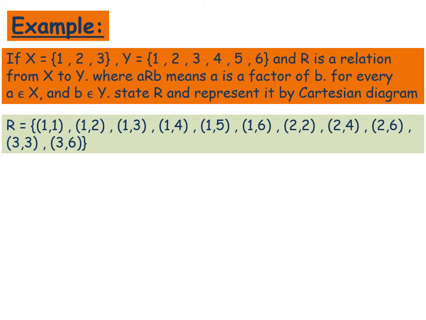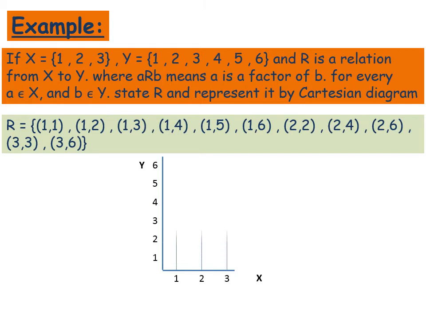Okay? Now I want to represent it by Cartesian diagram. So I will have two axes. The horizontal will be X and the vertical will be Y. So we will draw X on the horizontal axis, as the relation is formed from X to Y. So X crossing Y, X will be the first set. It will be on the horizontal axis. And Y will be on the vertical axis.